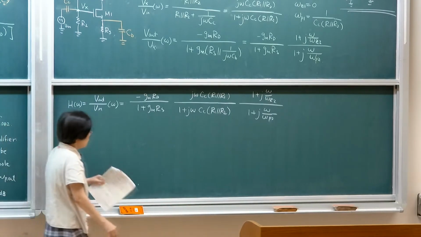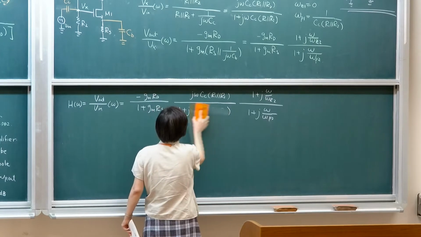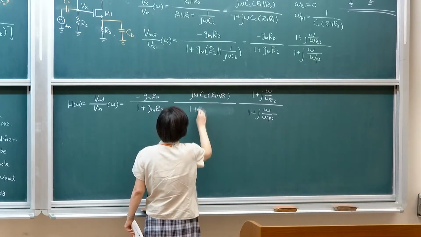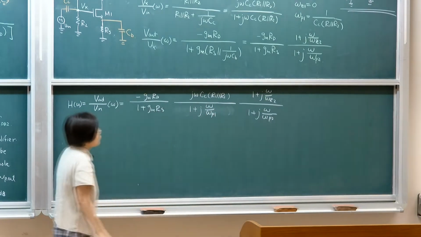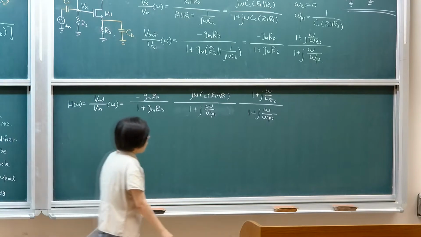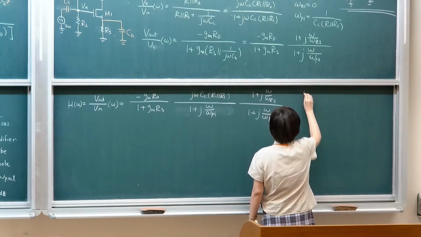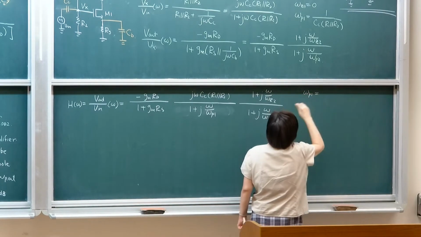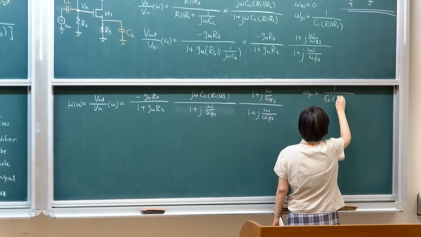This can be rewritten as, let me rewrite this: 1 plus j omega p1. Okay? So once this is given, we just simply need to know the corner frequency, the poles. So as I said, omega p1 is being set by coupling capacitance.